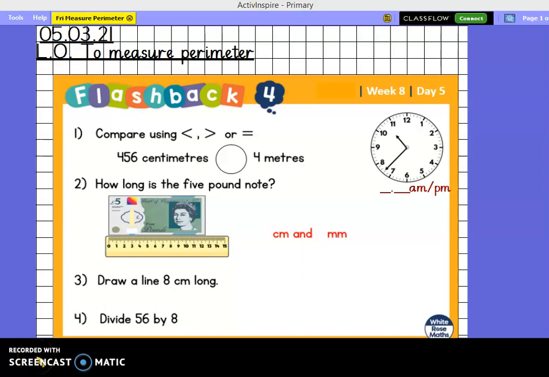Good morning, Year 5 Green Group, and welcome to your Friday maths lesson. Today we're going to build on our learning from yesterday where we were looking at how to find perimeter. Today we're going to learn how to measure perimeter.